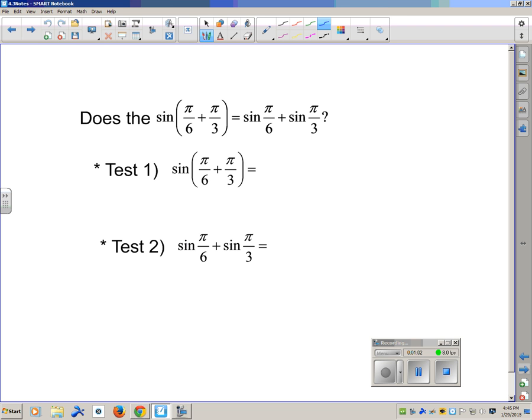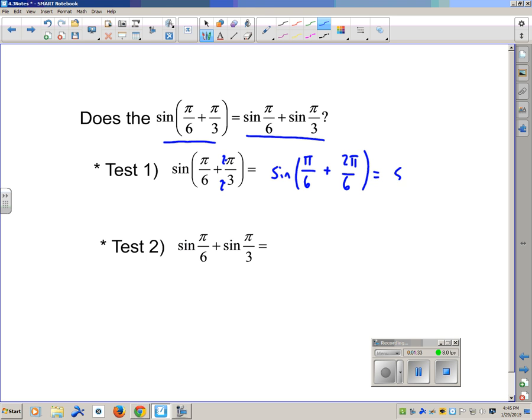Well, let's see. First of all, let's find this value, and then we'll find this value, and then we'll see if those two values end up equaling each other. So if we look at the sine of pi over 6 plus pi over 3, what you need to do is get a common denominator. The common denominator here is going to be 6. Well, how do we get 6 down here? We'd have to multiply this by 2. So up here I have 2 pi.